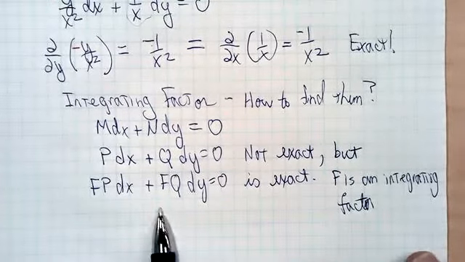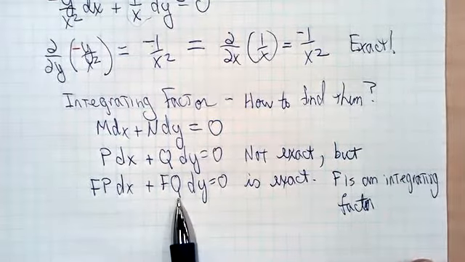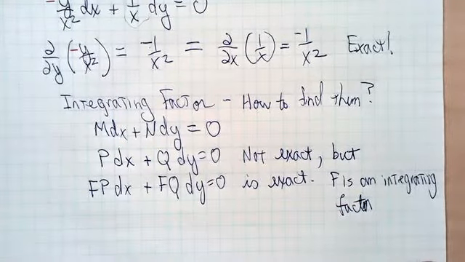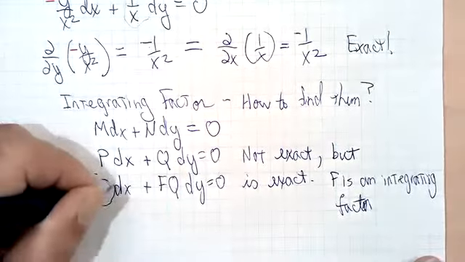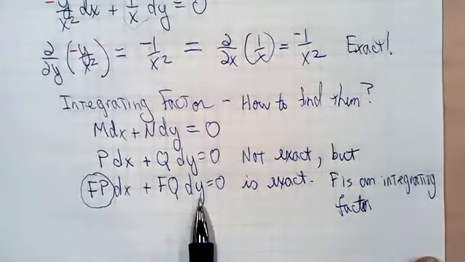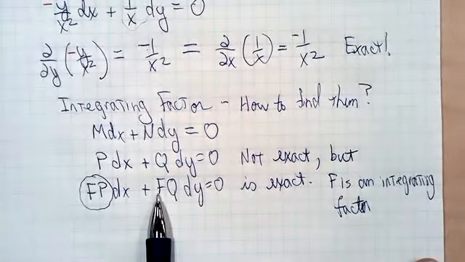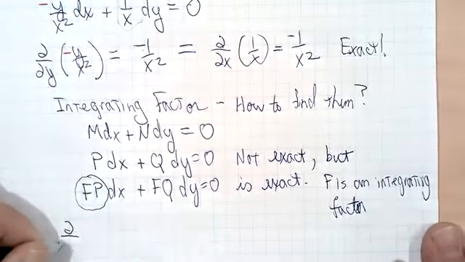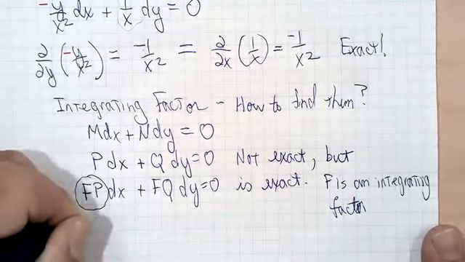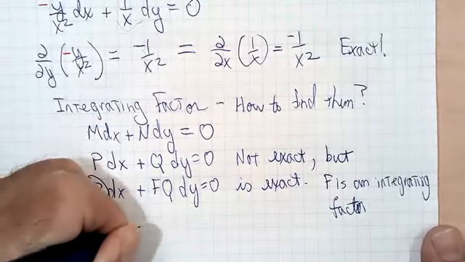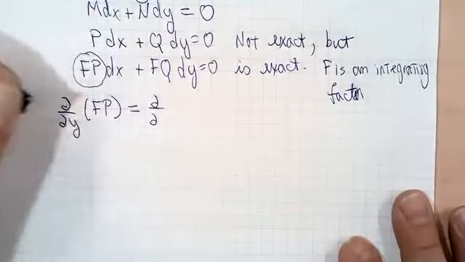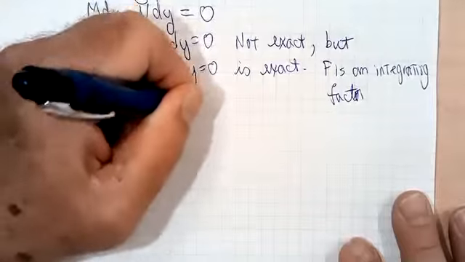Okay, well, let's suppose now that this f really is an integrating factor. Then this equation that I have written down here is exact, which means that if I take the partial derivative of f times P with respect to y, I get the same thing as if I take the partial of f times Q with respect to x. So let's say that with equations. Partial with respect to y of fP must be the same as partial with respect to x of fQ.